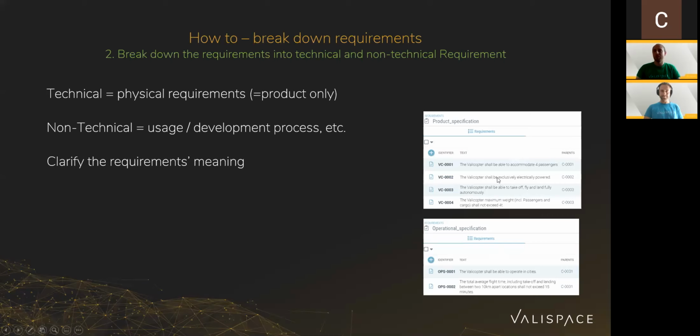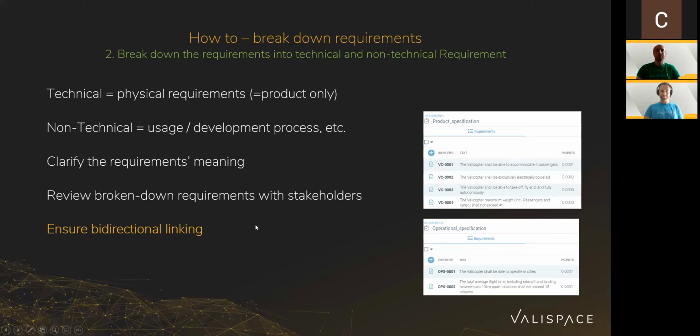For example, here we say "shall be exclusively electrically powered," right? And that's a good idea to ask, like, is that what you meant, or is that just an option that you wanted? So go back and then review them with the stakeholders.